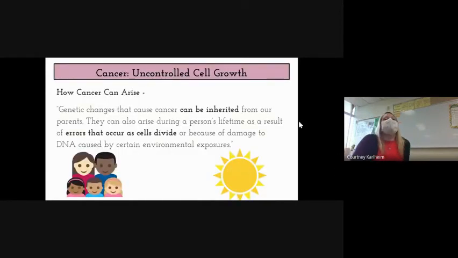Okay, so you also might relate mutations to cancer. And cancer is just uncontrolled cell growth. How cancer can arise, the genetic changes that cause cancer can be inherited from our parents. They can also arise during a person's lifetime as a result of errors that occur as cells divide. So these errors would be referred to as mutations. Or they can also occur because of damage to DNA caused by certain environmental exposures. We talked about UV radiation, X-ray, just radiation in general. The video also mentioned smoking and carcinogens, things like that.